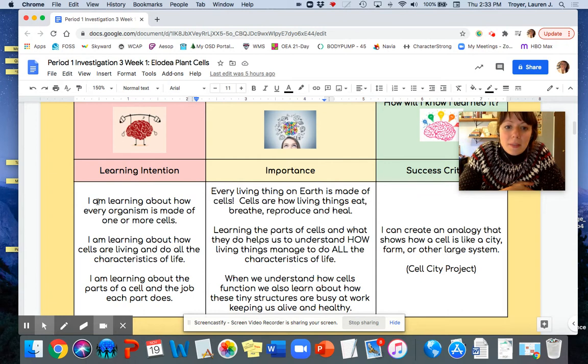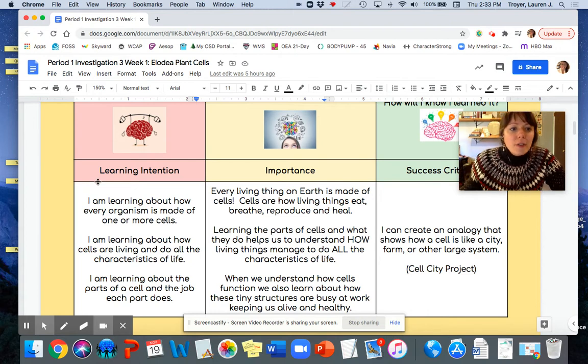Why is it important to learn about cells? Well, every living thing on Earth is made of cells. Cells are how living things eat, breathe, reproduce, and heal, and many more things are reliant on cells. Learning the parts of cells and what they do helps us to understand how all living things manage to do all of the characteristics of life. And when we understand how cells function, we also learn about how these little tiny microscopic structures are busy at all times, working to keep us healthy and alive.